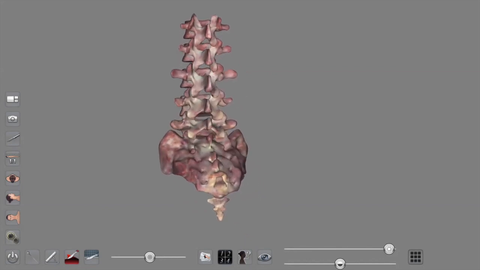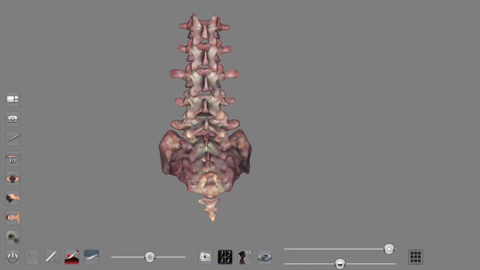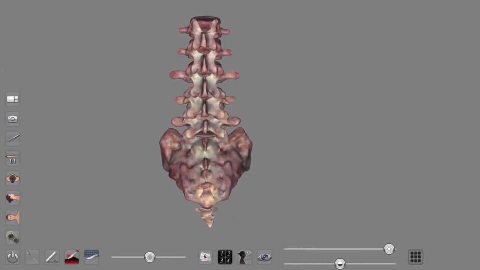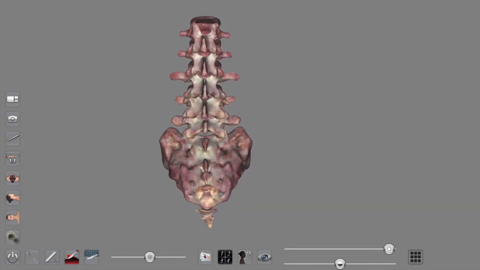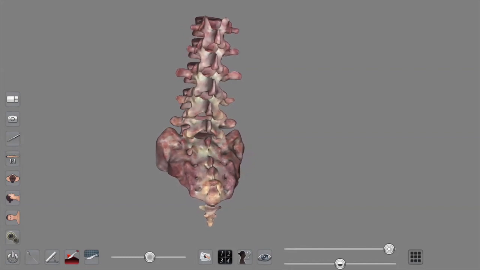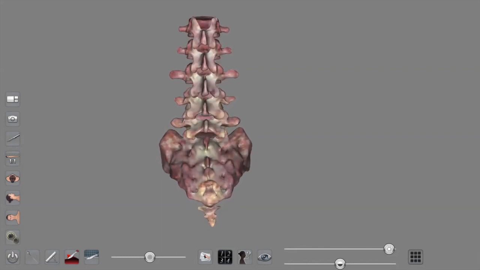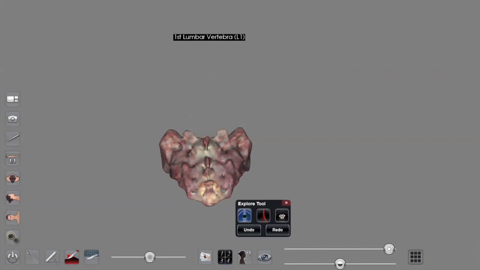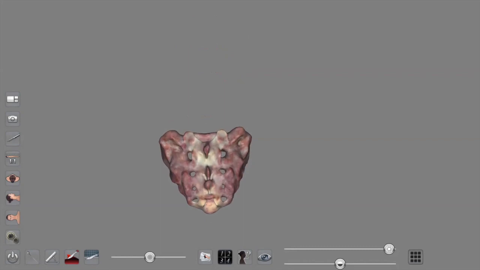If we add our sacrum and our coccyx in, this provides us with the remaining functional segments of the spine. The sacrum, again, is made up of 5 fused bones that play a key role in the motion of the lumbar spine, whether it's the articulation between L5 and S1, or the articulation between the sacrum and the innominates. If we look just at the sacrum, there we are.